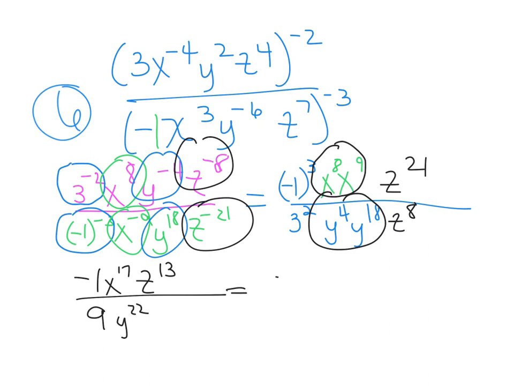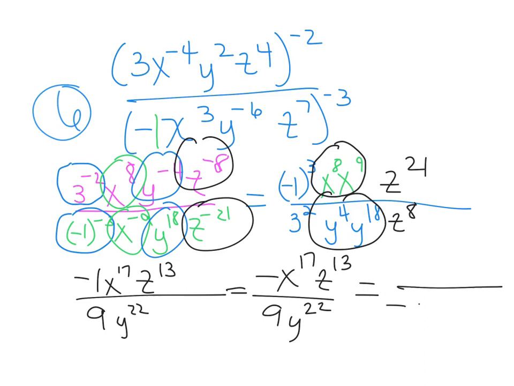Or you could write just negative x to the 17th, z to the 13th, over 9, y to the 22nd. Or you could put the negative on the 9 and just write it like this. Any of those answers are exactly the same, and I would be happy with any of those answers that you got.